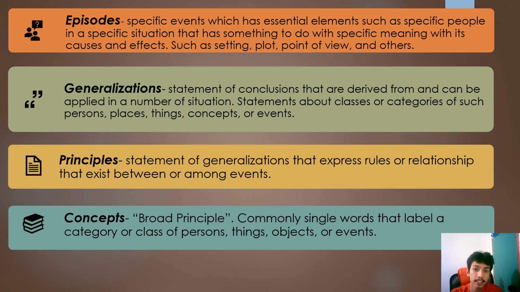The sixth is generalization. This is the statement of conclusion that is derived from a specific event. An example of this is generalizing some communities for not segregating their trash. The seventh is the principle. This is a statement of generalization that expresses rules of relationship that exist between and among events. Lastly is the concept. It is commonly a single word that categorizes a class of persons, things, objects, or events.